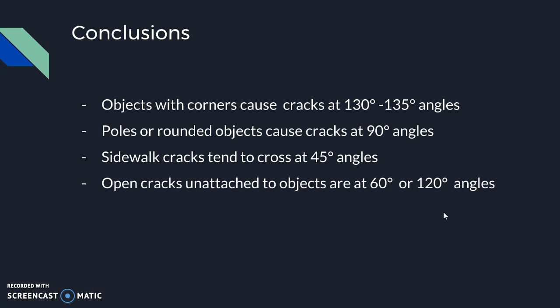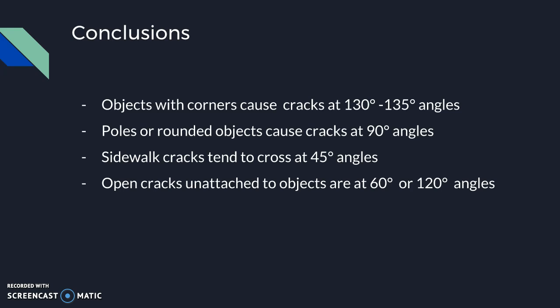So the conclusions I made are objects with corners, like the drain and the building, tended to cause cracks that were 130, 135 degree angles out from them. Poles or rounded objects had cracks that were at 90-degree angles. Some of mine showed 45 or even, I think, 35 or even 145. But those would, depending on how you rotate your protractor, could be argued at 90 degrees.